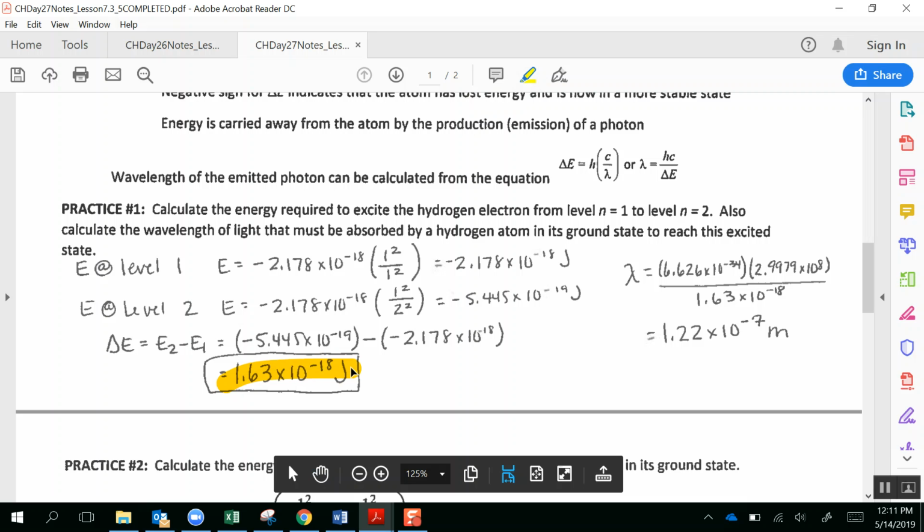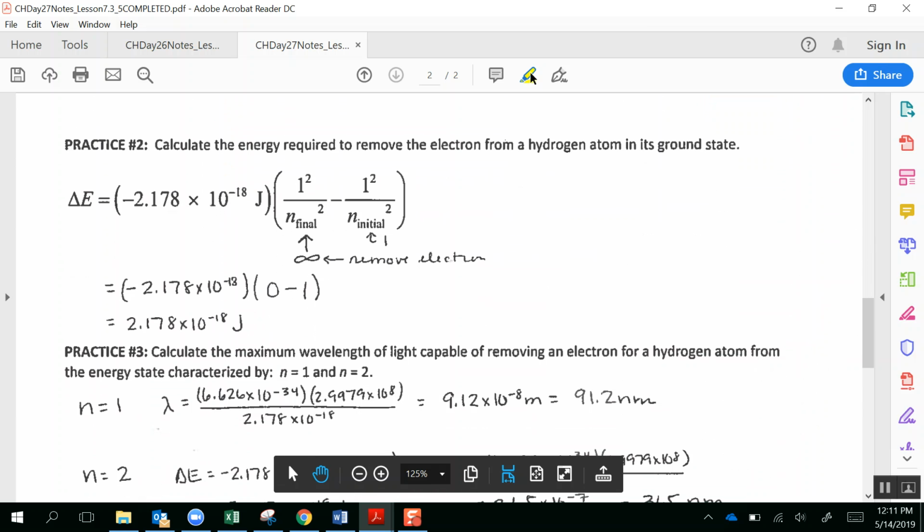So we're going to use the equation here to calculate what wavelength of light must be absorbed. And so we use Planck's constant, we use the speed of light, and then we use the energy we just calculated to come up with this, and that would be basically 122 nanometers, so it wouldn't be something that we can see on the visible spectrum.